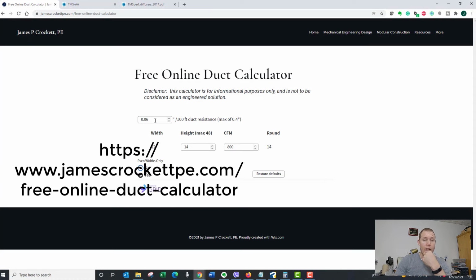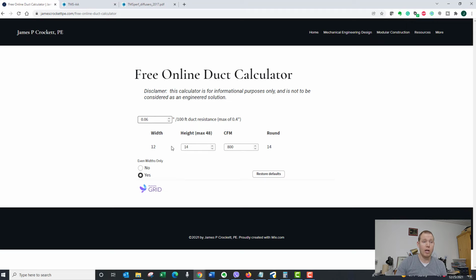can use. For those of you who don't have a ductilator or a duct calculator, I made one available for free online, and you can see it right here. So in this field, I choose what pressure drop I'm going to allow per 100 feet. 0.06, like I said, is the one that I typically design around. And then I look at what height my duct needs to be.